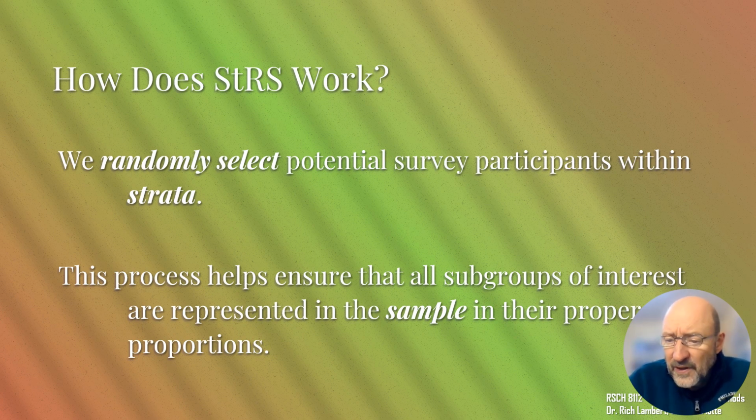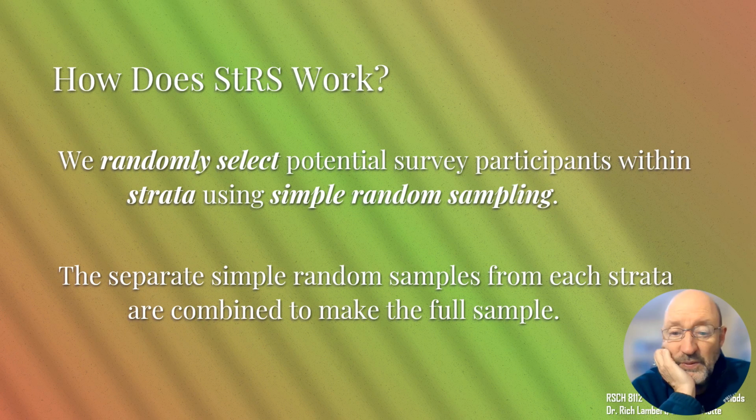So think of it this way. If you divide your population up into a series of smaller populations based on some variables that you think really matter to what you're measuring, and then you take a mini simple random sample from each one of those and then you combine them together, that's how stratification works. So we randomly select potential survey participants within strata using simple random sampling. And then the separate simple random samples from each of the strata are combined to make the full sample.